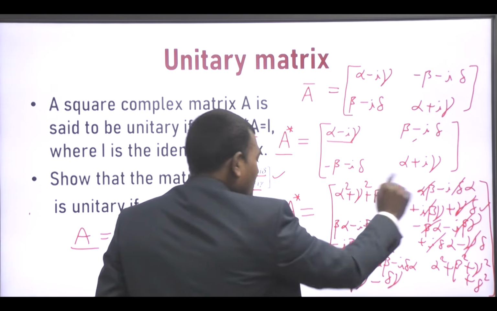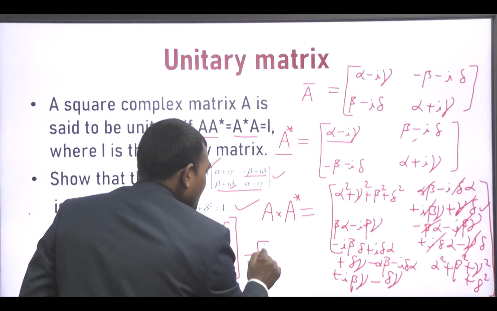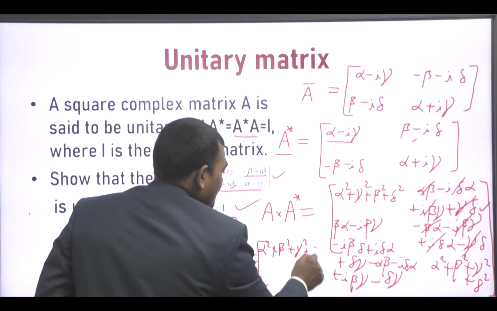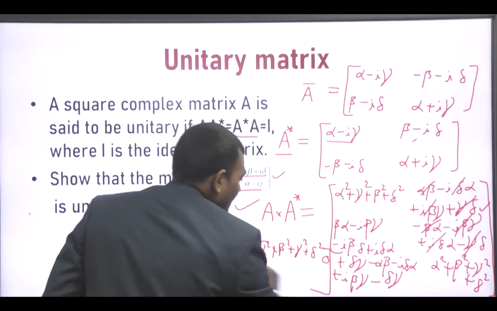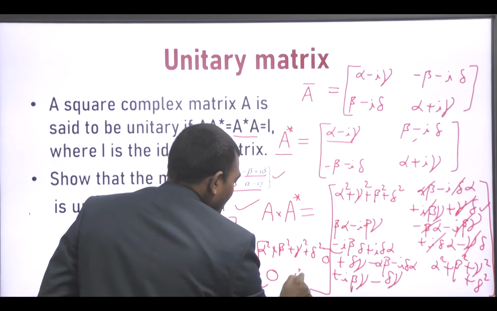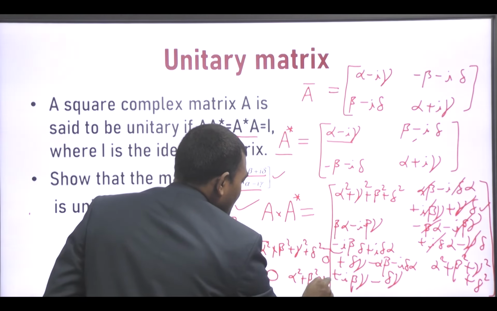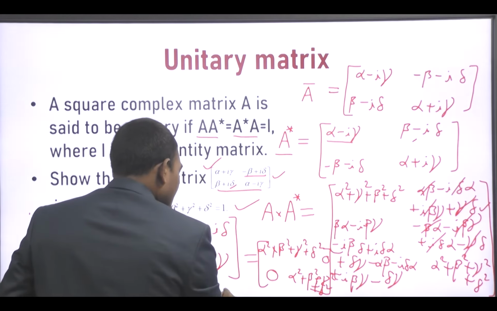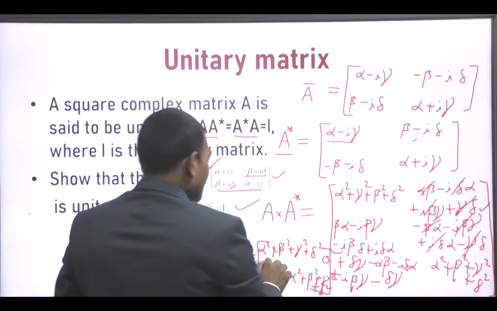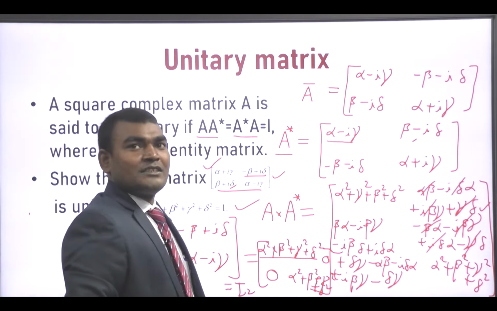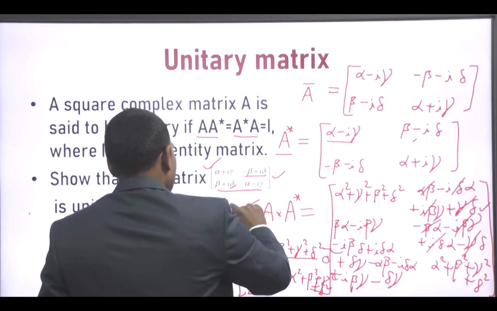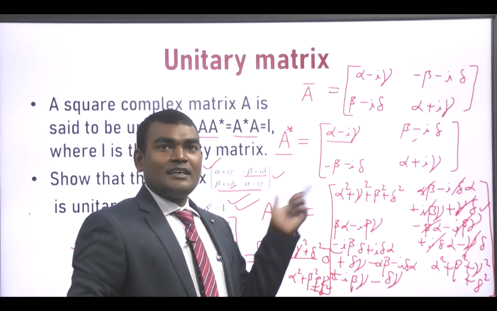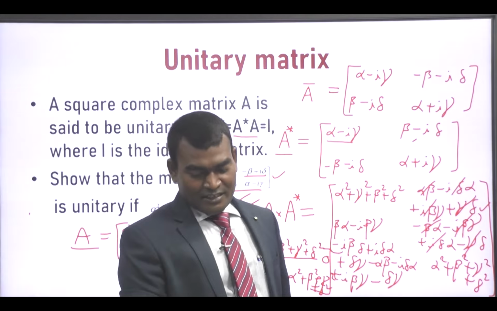So see here, this will be 0, and this will be alpha square plus beta square plus gamma square plus delta square. This is 0, and this is alpha square plus beta square plus gamma square plus delta square. Now this is the identity matrix if this element is 1. So see here, if alpha square plus beta square plus gamma square plus delta square is equal to 1, then it will be a unitary matrix.